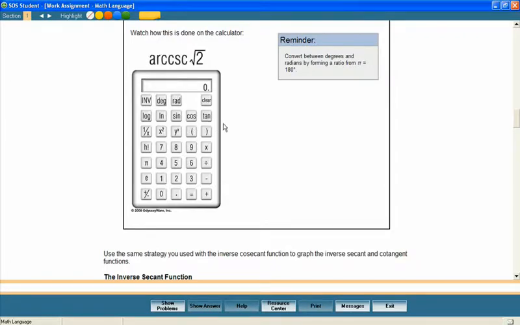Since there is not a cosecant key on the calculator, we must first reciprocate the square root of 2 in order to find the sine. Now we can take the inverse sine to get the angle measure. Note that we were working in degree mode, so the answer is 45 degrees.